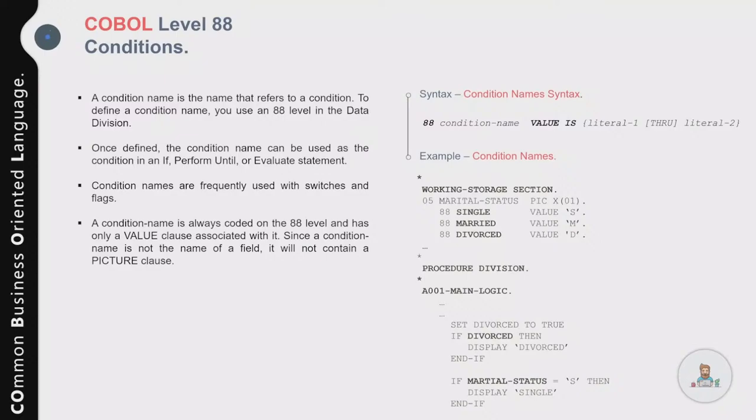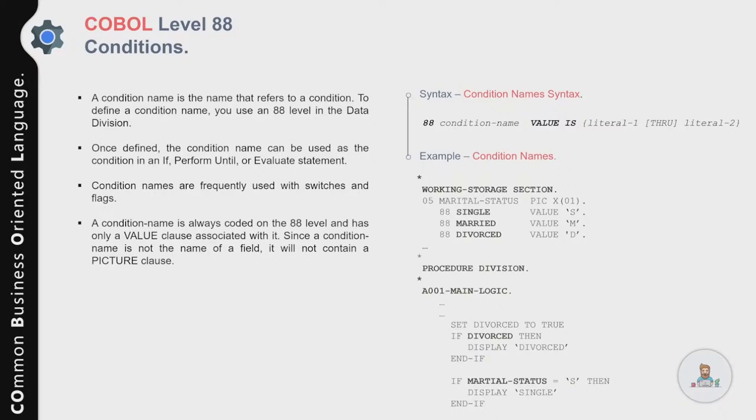And thereafter, you have a value clause to specify the value. Now let's talk about our example. In the following example, we have defined a variable, marital status, with a length of 1, and the data type is alphanumeric. The three possible values of this variable are S, M, and D. S denotes single, M denotes married, and D denotes divorced.